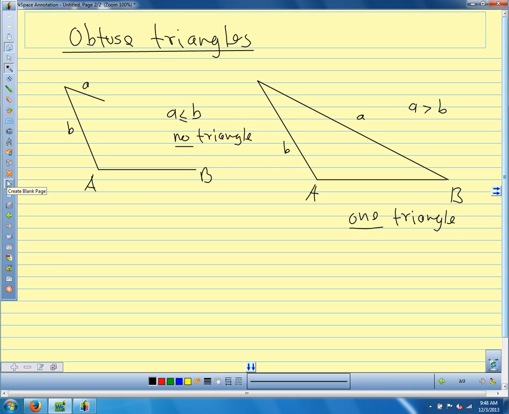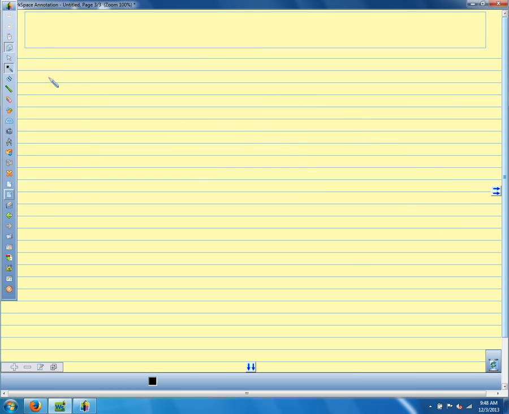For these, we're not necessarily going to go through and solve, finding all the missing pieces, because once we figure out what case we have, then we're just back to using the law of sines and calculating, just like we did in the homework last night. So let's go through a few examples.